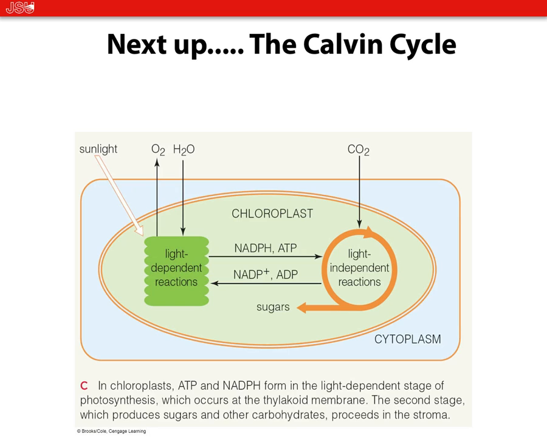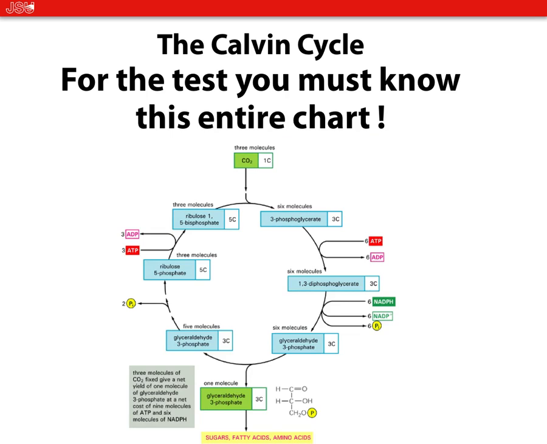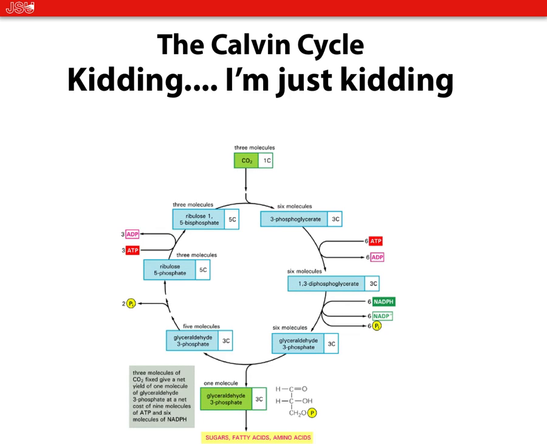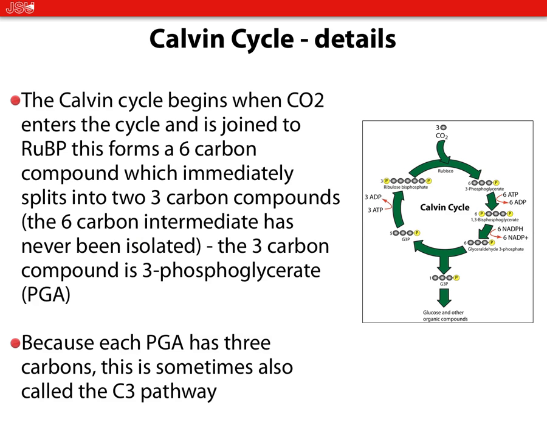What goes into the light-independent reaction? Carbon dioxide. What comes out? Sugars, NADP and ATP. Those sugars are the source of long-term energy. The bonds that hold those sugars together are made with the energy from sunlight, ultimately. No, you don't need to know this. What's the point here? Carbon dioxide enters a Calvin cycle.